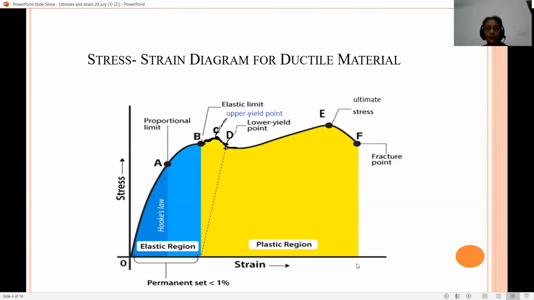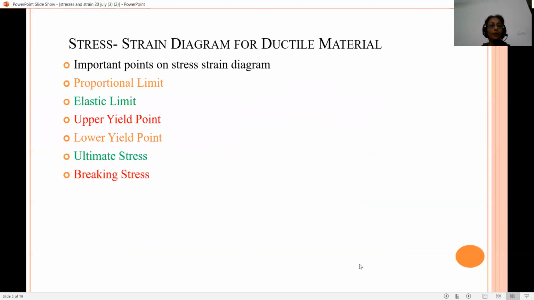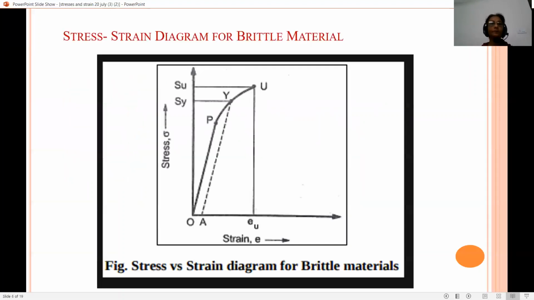Students, in the plastic region, material will be permanently deformed. That permanent deformation of the material is known as permanent set. In ductile material, a 30% maximum permanent set is possible. Here I have shown various salient important points which we have studied.